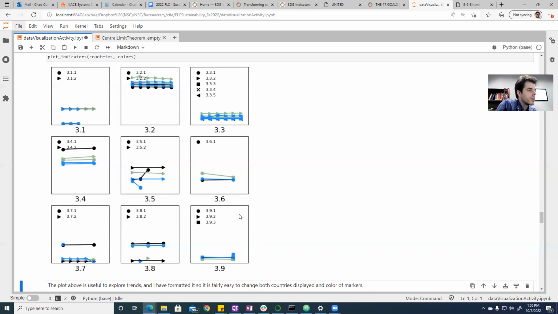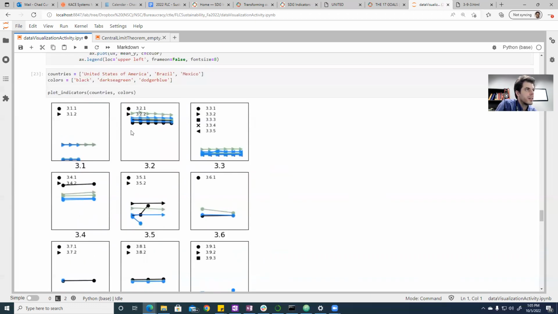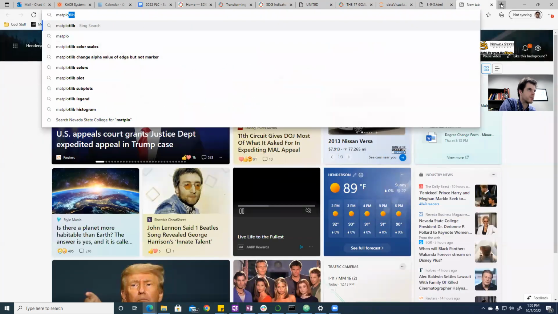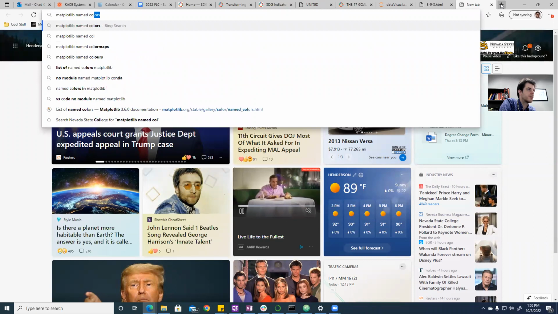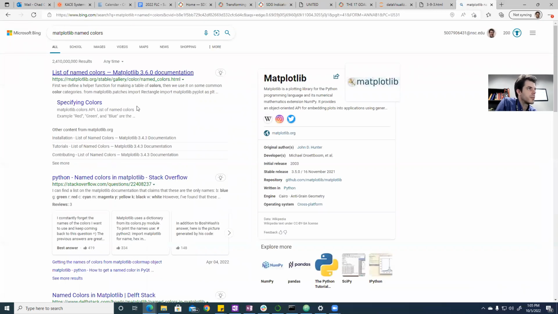Interesting. Okay, so you can try this out. I'd like you to try some different countries, see if you can see any different trends. And I also want you to do a different indicator. You can actually plot more than 3. You can plot as many as you want. You just need to provide a color. There is a list of named colors. I think I showed these in class. You can Google matplotlib named colors. Try some different colors out.